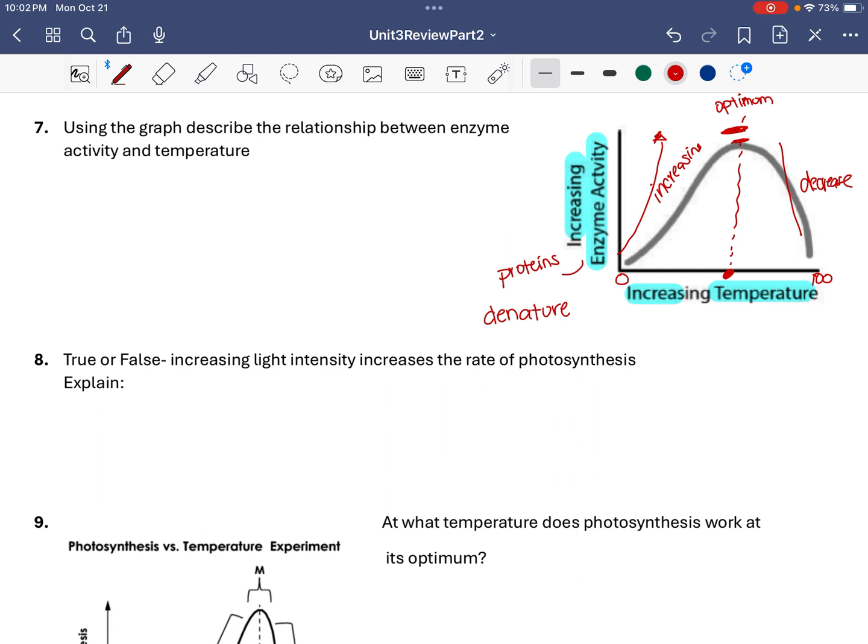So that's what you see happening here. They get to their best work, and then at a certain temperature right here, it is getting too hot. So those enzymes stop working.